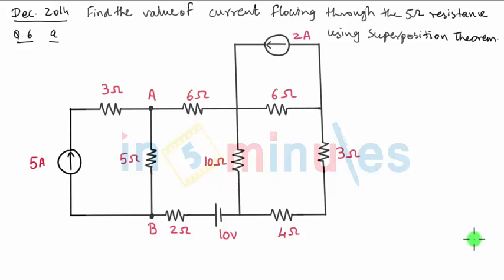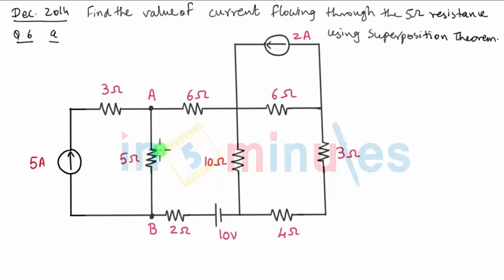In this particular video clip, we will discuss one problem on superposition theorem. This was a question asked in December 2014 paper. The question is find the value of current flowing through 5 ohm resistance. As you can see, there is only one 5 ohm resistance connected between points A and B. So we will find out what is the current through this particular branch.